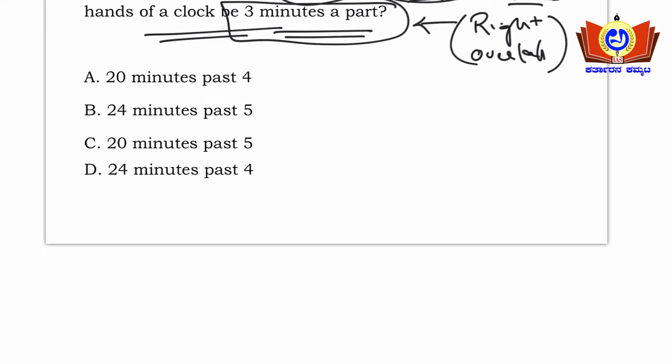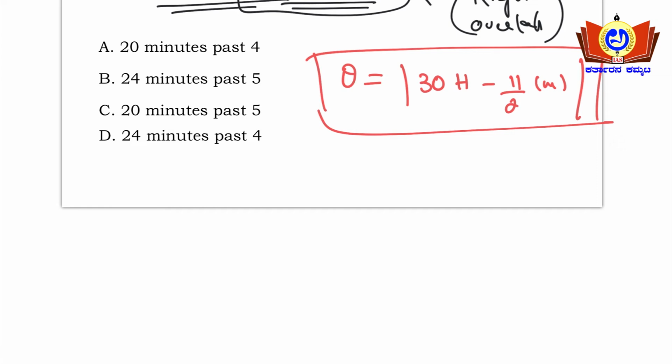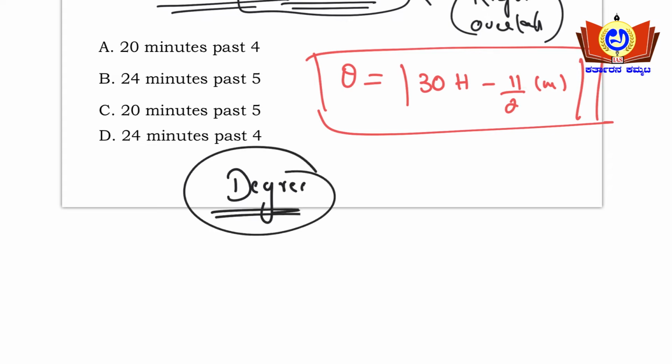See, the formula is theta, theta means angle, is equal to 30h minus 11 by 2 m, and this is in mod. Okay, this is the formula. Yes or no? So for the first step of calculation, first you need to calculate the degree. So how will we be calculating the degree here?